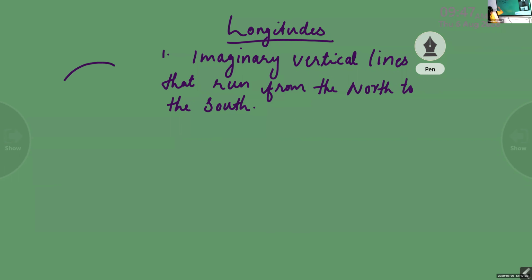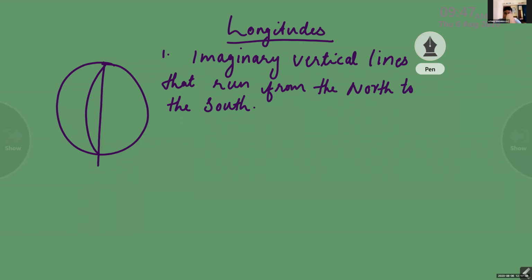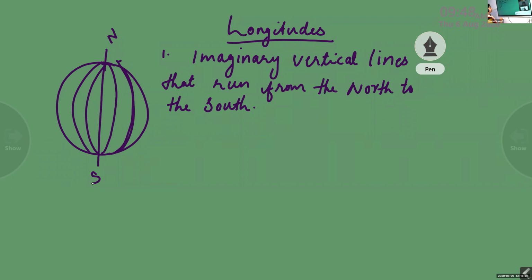When we draw a figure like this, there is a middle line, and this middle line is called the prime meridian. Imaginary vertical lines run from the north to the south. Clear? Yes, ma'am. What's the second point?